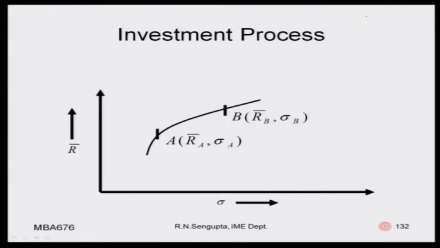So, this is the point which I have drawn. A is basically R bar star 1, B is R bar star 2, which we have denoted as R bar A and R bar B. Given these weights which you have found out, you can find out the sigma A and sigma B and basically plot all the points in between them.